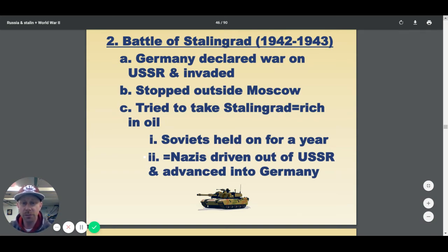Eventually, though, Joseph Stalin was able to call on troops from everywhere in the Soviet Union, from Siberia, from everywhere, even though it took a while for them to get there because the Nazis had bombed all different parts of the Soviet Union and stopped them from being able to get there fast. They were able to eventually get there. They were able to circle the Nazis, and they were able to drive the Nazis out of the Soviet Union and advance into Germany. So this is going to be a turning point in the war.